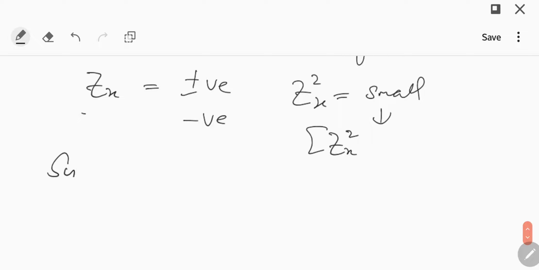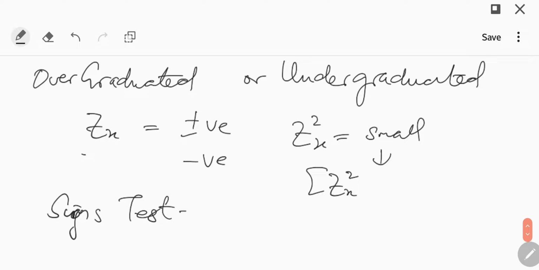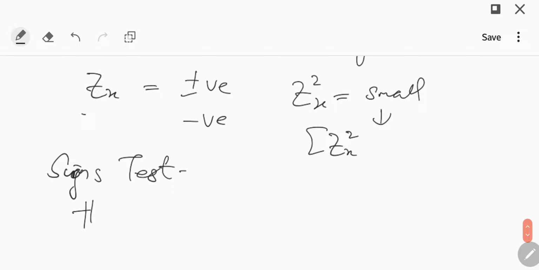So look at the science test. The next test is the science test. In the standardized test, the science test is trying to test whether the overall graduated tests are undergraduated or overgraduated. So that's the purpose of the science test. We are trying to test based on identifying the number of positive signs that are there in the Z.